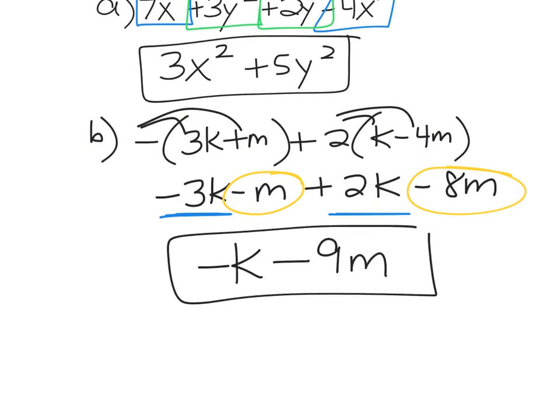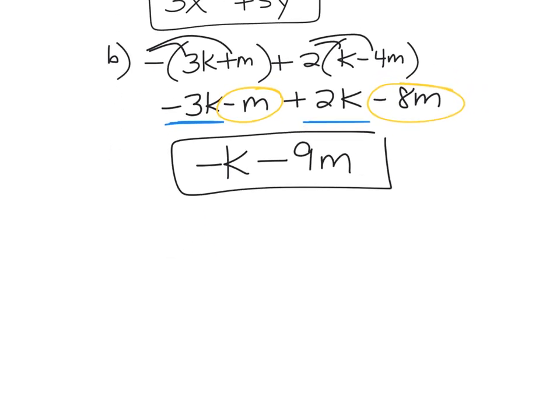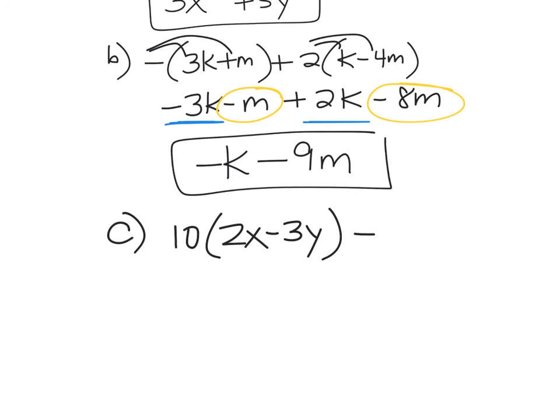What's that? You want to try one? Sure. All right. Last one. You get to do it. Let's go with 10 times 2x minus 3y, minus 5x plus y.